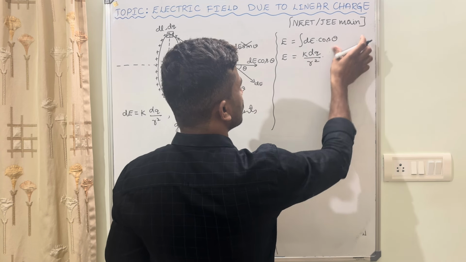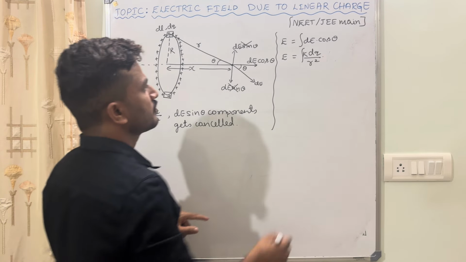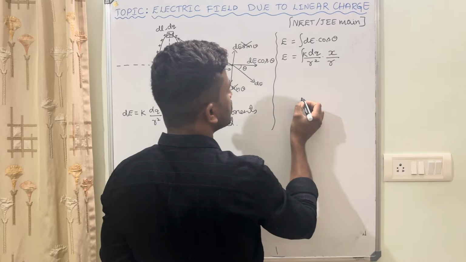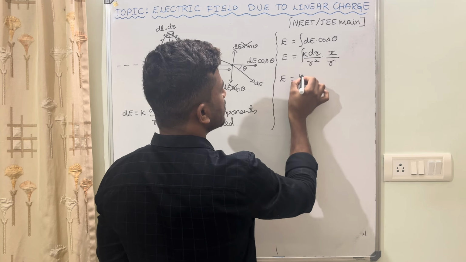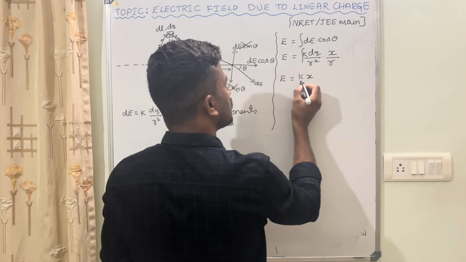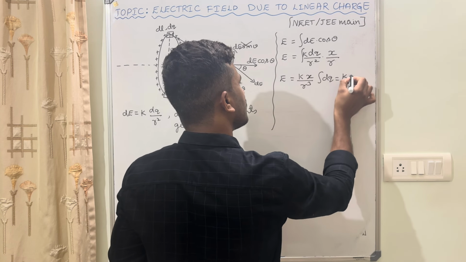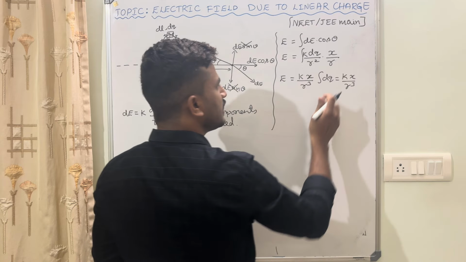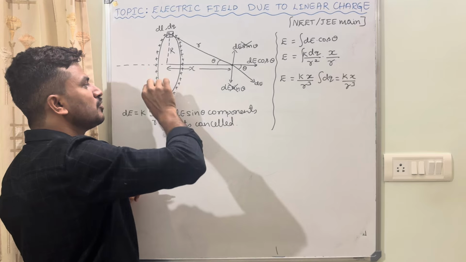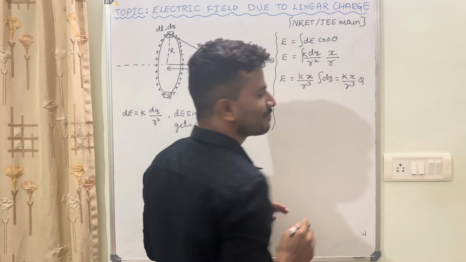So what is cos theta first of all? Cos theta here is adjacent by hypotenuse, x by r. So E is equal to K, the x value is fixed, constant will come out, r square into r, r cube is constant, integration of dq will be there. So kx divided by r cube, the integration of dq means the sum of all these charges, that is total charge capital Q.